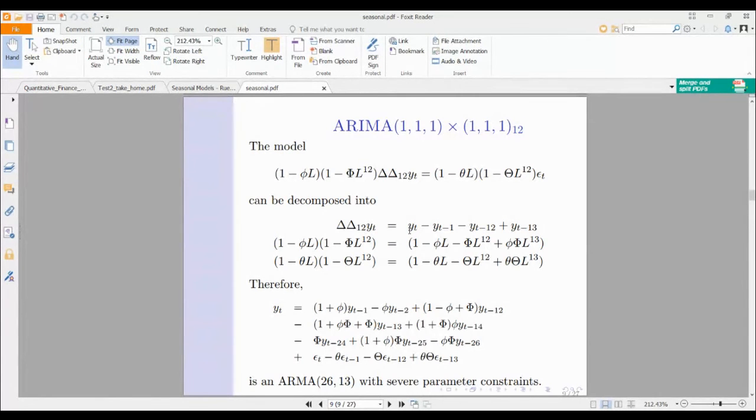So if you expand the model, it looks like this mess, right? And if you didn't know anything about seasonality, what would you say this model is? You probably would say, so what's the highest on the AR? It's 26. What's the highest on the MA? It's 13. So you would say that this is an ARMA 26,13, right? However, that's not really parsimonious, right? This ARMA 26,13 transforms into ARIMA 1,1,1 times 1,1,1 with period 12. Okay? Any questions, guys?